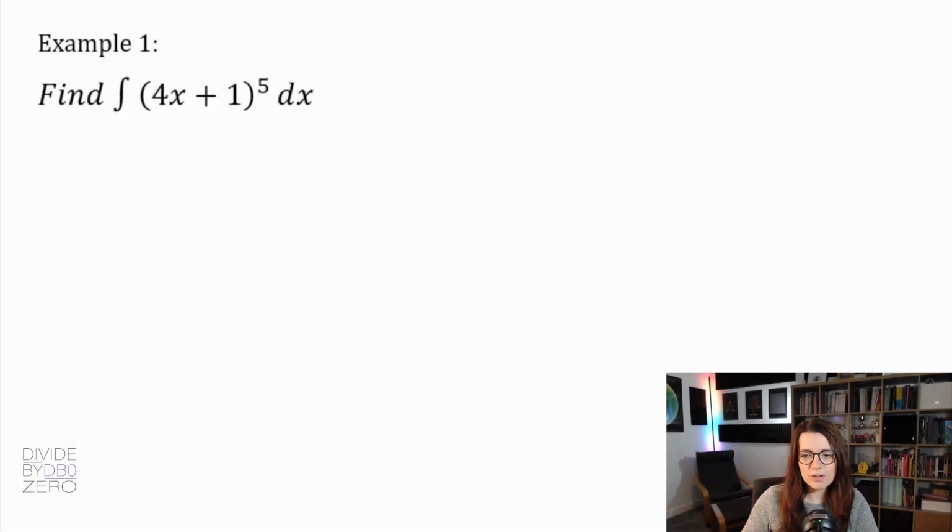Let's run through a few examples. Example 1, find the integral of (4x + 1) all to the power of 5. Now the trick or shortcut here is that you're going to want to integrate the main function as normal and then make some adjustments. So what I mean by that is, if we look here, we've got (4x + 1) all to the power of 5, something to the power of 5.